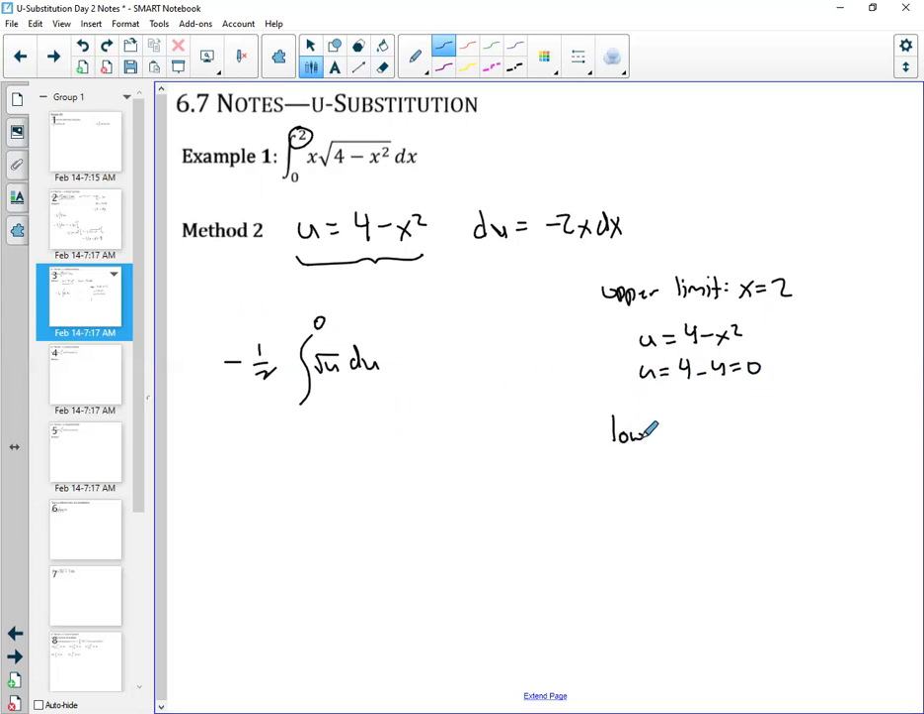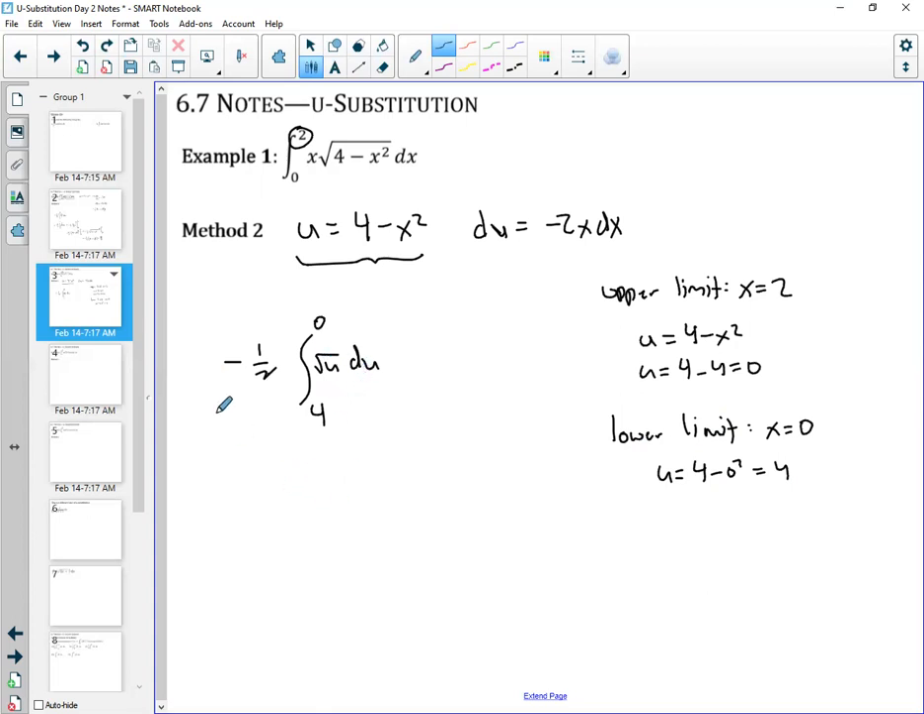Now the lower limit was x equals 0. And now I can do the same thing. If u is 4 minus x squared, u is 4 minus 0 squared, which is 4. So now I get a 4 down here.